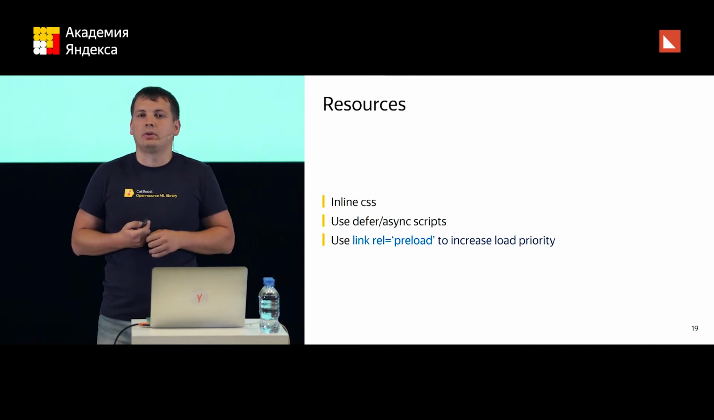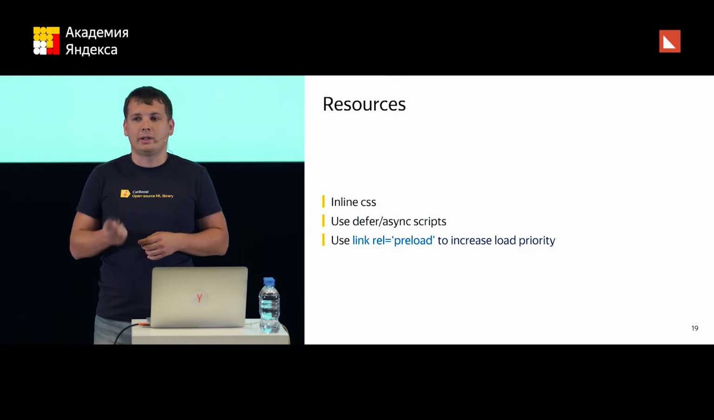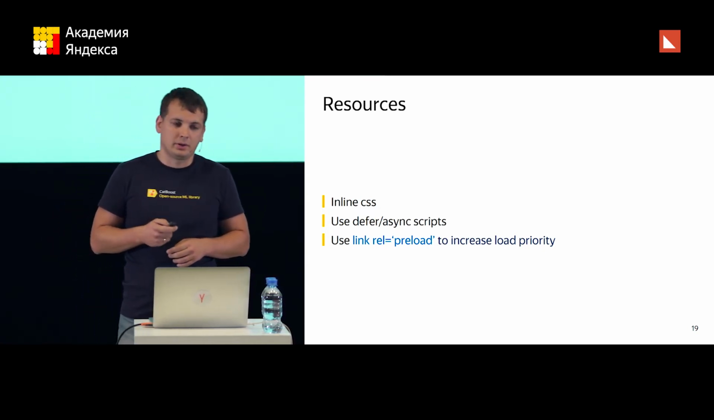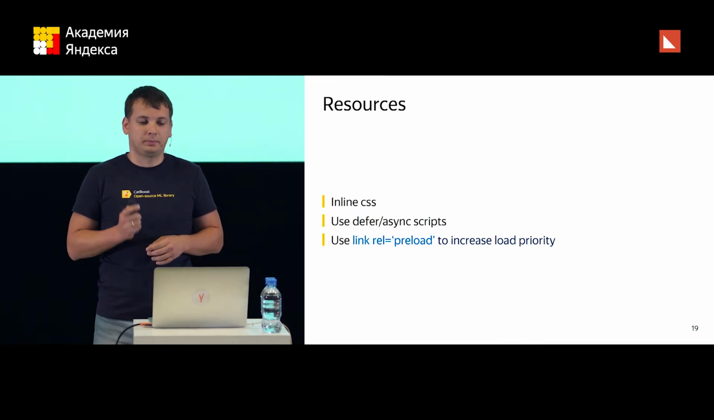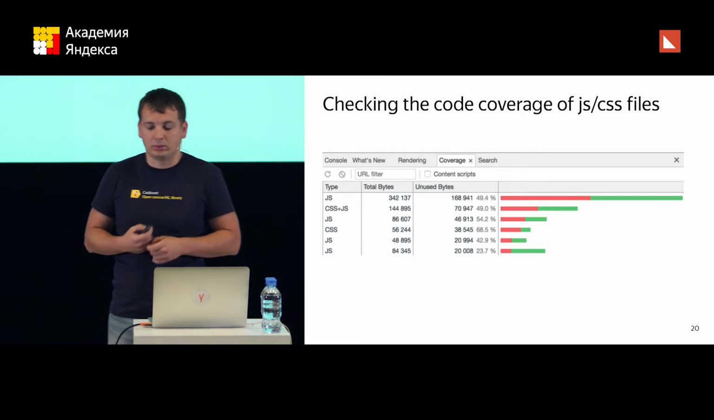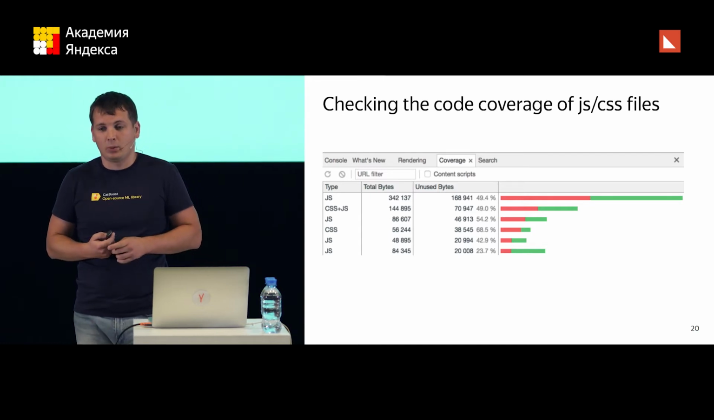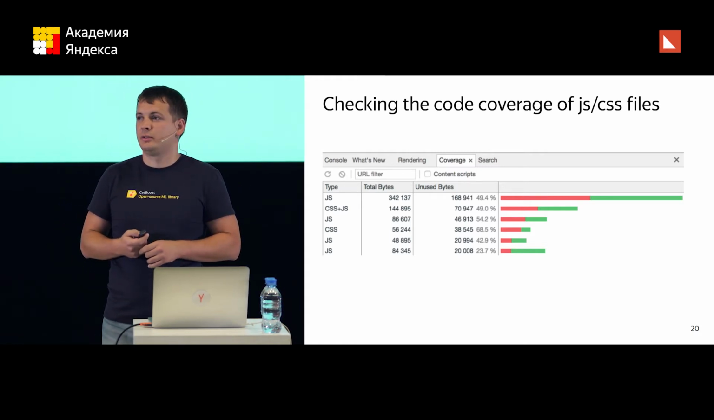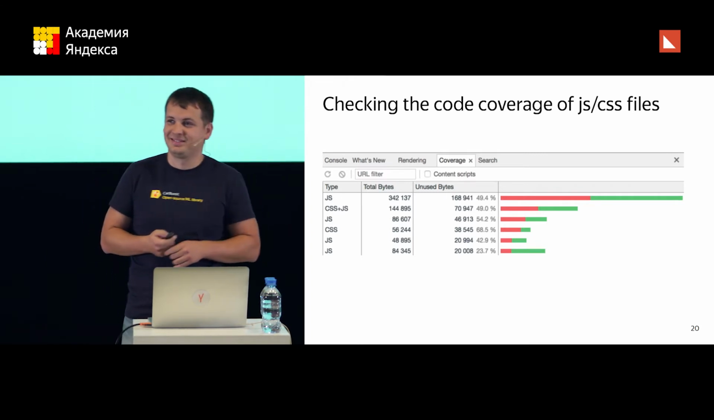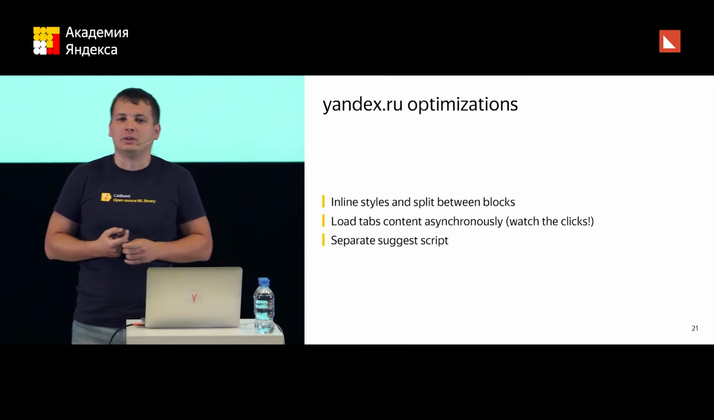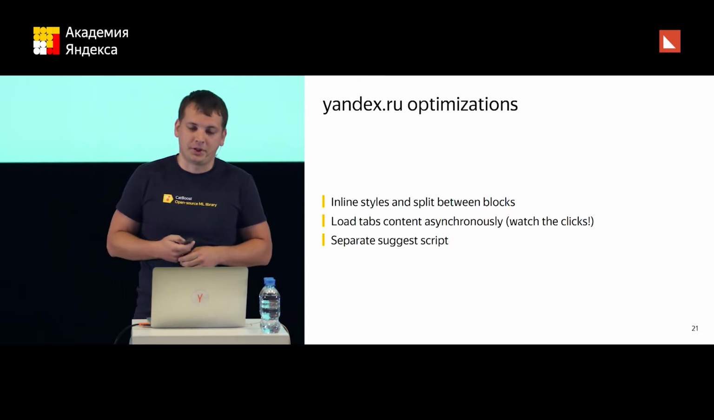The best practices of loading resources are to inline CSS into the page and load scripts asynchronously using defer or async. And you can also increase the script load priority with link rel preload. It's also useful to check code coverage of your static files. And it can be easily done with the coverage tab in developer tools. Did someone use it? Just 4? Oh my God. Okay, remember it. Now I'll tell you about some optimization we did with our Yandex mobile main page.